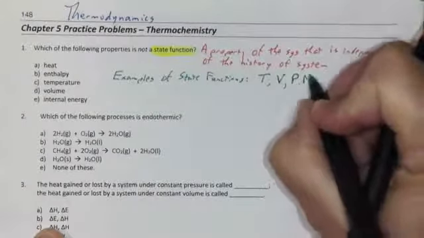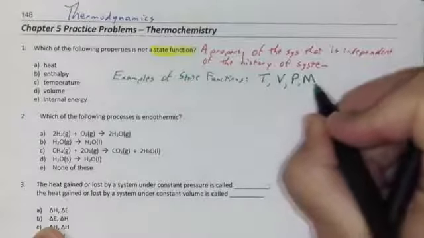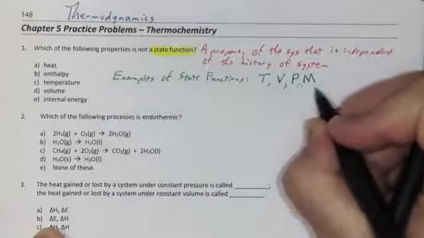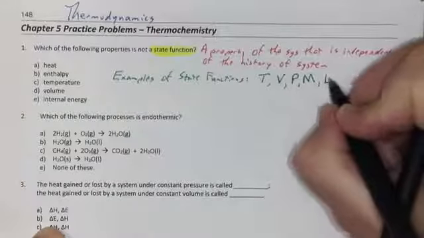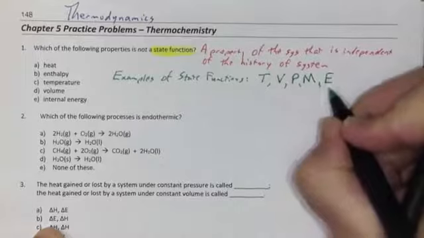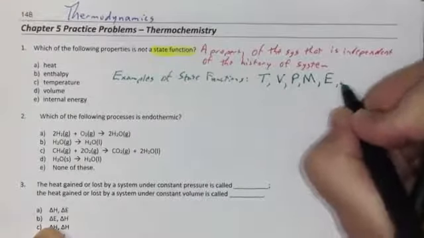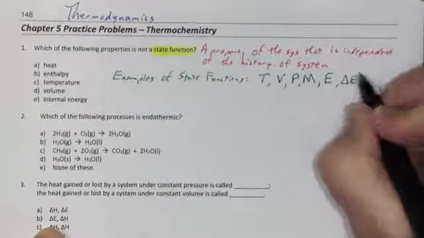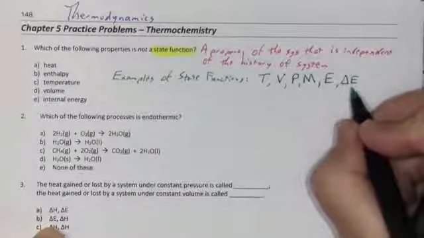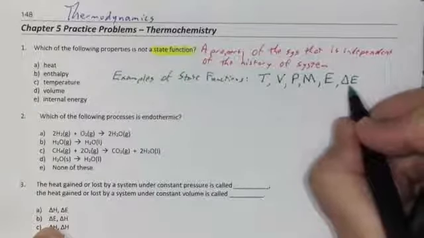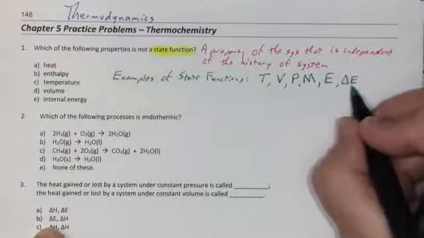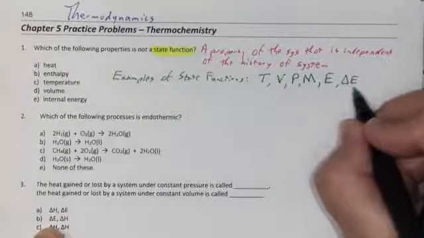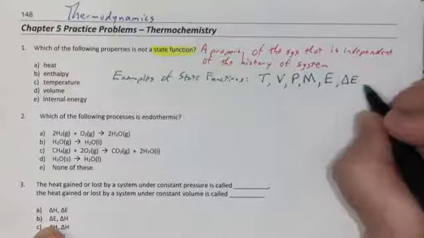The molarity of a solution, remember capital M stands for molarity. Those are state functions. And then some thermodynamic terms that are important. Capital E stands for the total internal energy of the system. It's a state function. And even the change in energy. If a system undergoes a change from one amount of energy to another amount of energy, the delta E, the change in energy, is independent of how it got from point A to point B.